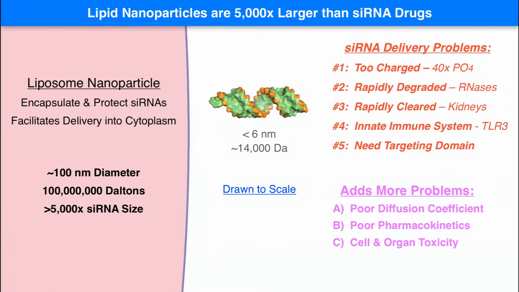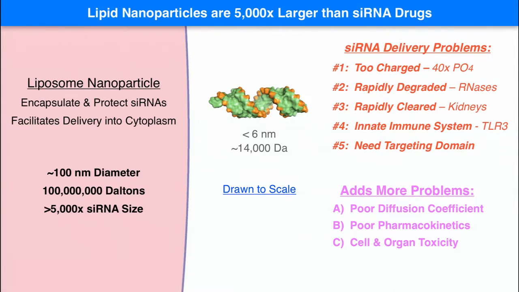And when you add up, because it's three-dimensional, this is only the two-dimensional diameter, when you add up the three-dimensional size of nanoparticles, they're 100 million Daltons in size. This is 5,000 times larger than the drug we're trying to deliver. The curvature here is actually drawn to scale for this particular siRNA, and you can see that this is something like into the next building. So this is huge. It solves problems, but it brings in a whole set of problems as well. And when you start to decorate the surface with targeting domains, the size and the diameter gets bigger and bigger.